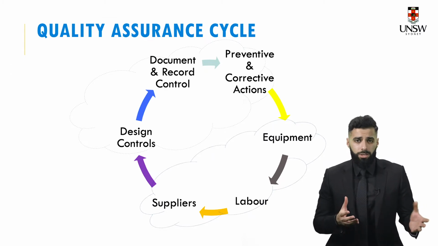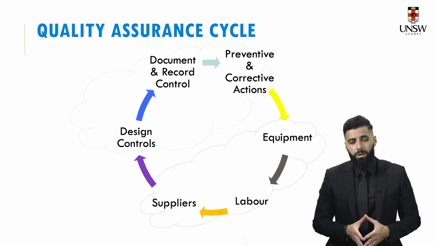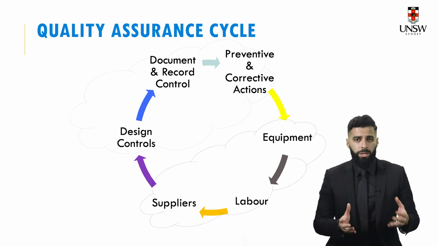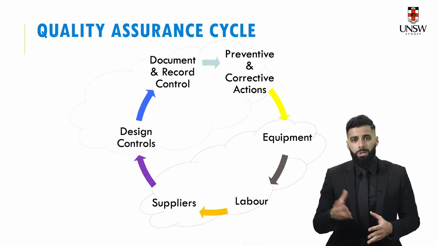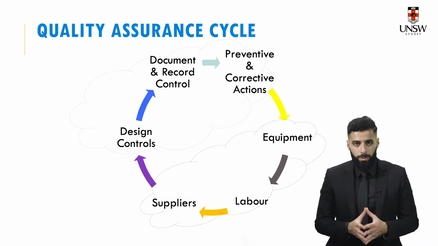There are two parts to your quality assurance cycle, and you can see it on the screen in front of you. So you have the documentation that's required, and then the resources that will be needed to allow you to deliver the project in line with the quality level that's expected.